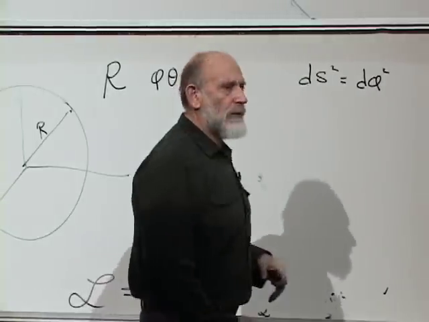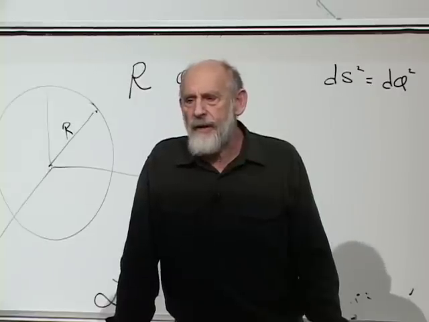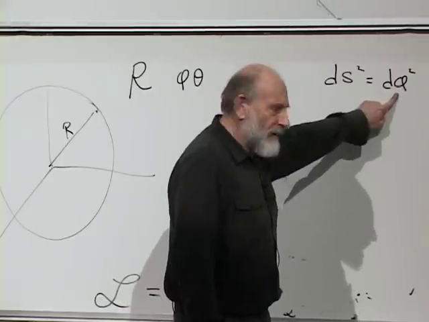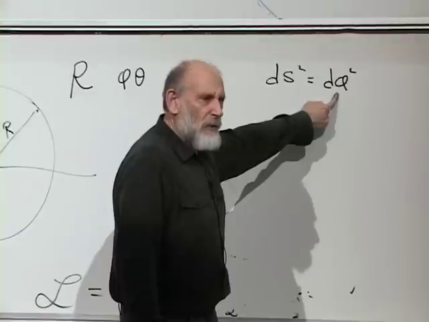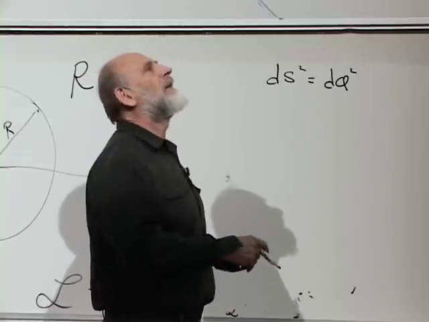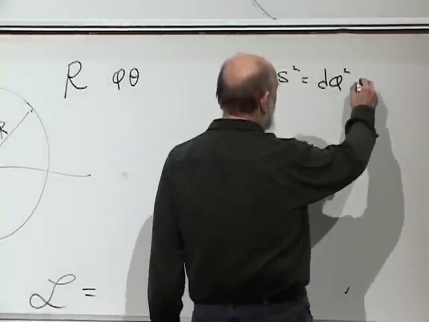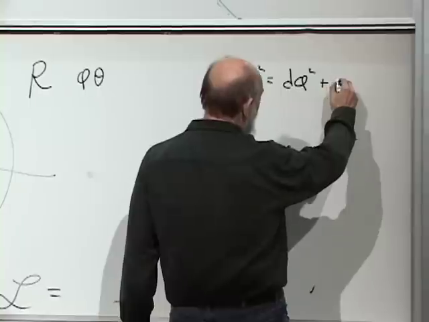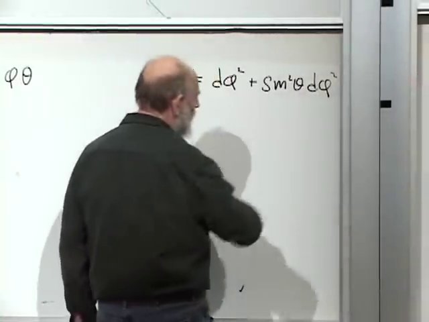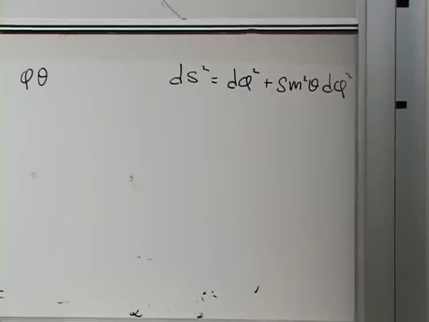And now what are we taking? Theta, we're imagining, is the angle from the equator or from the North Pole? Are we taking this to be the angle from the equator? All right. Okay, so from the North Pole. Angle from the North Pole. Okay, if it's angle from the North Pole, then we get sine squared theta d phi squared. And I'm not going to explain that. I'm going to let you work that out. That's the metric on a sphere.